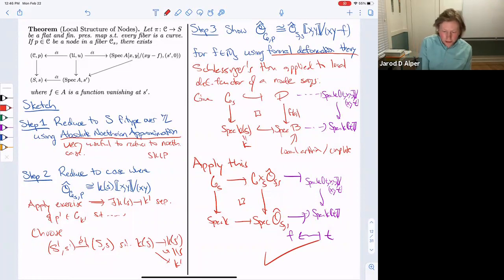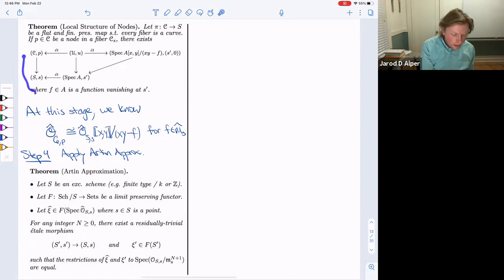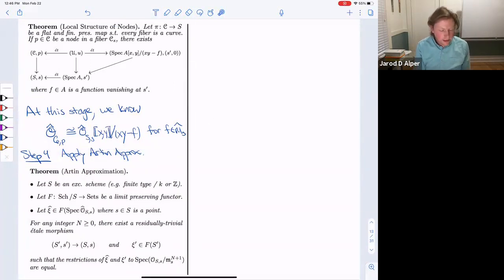All right, now putting everything together, we need the following fourth step. To remind you, I've written the theorem again, so to remind you of what we're trying to prove. So far we know that the complete local ring of C has this nice structure. And we need to go from the complete local ring to an étale neighborhood, and we use the powerful result of Artin approximation. Artin approximation is a technique to go from properties of the completion to étale neighborhoods that we covered in one of the earlier lectures. I recall the statement here, and let me tell you how we apply it.